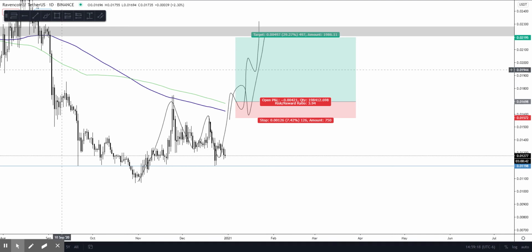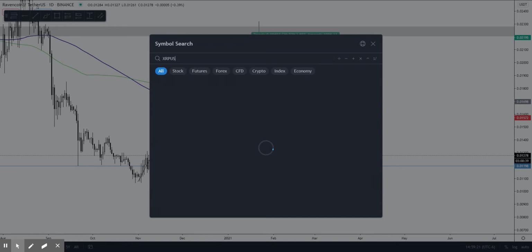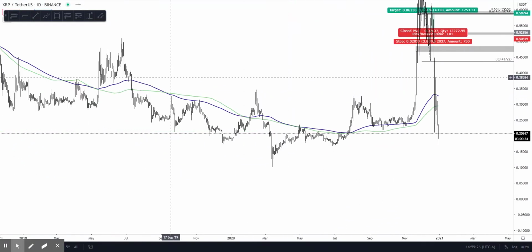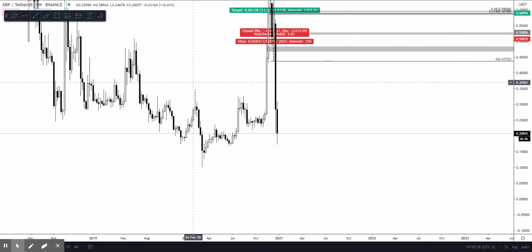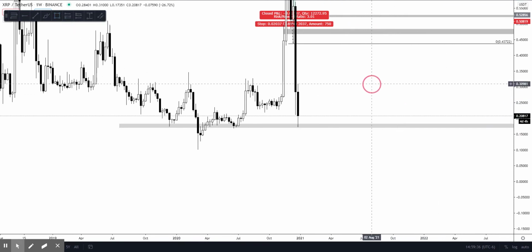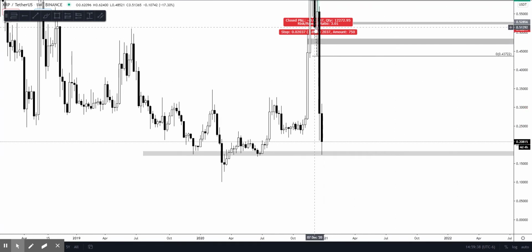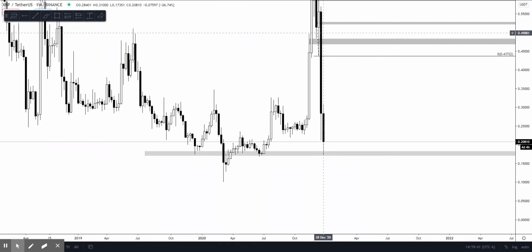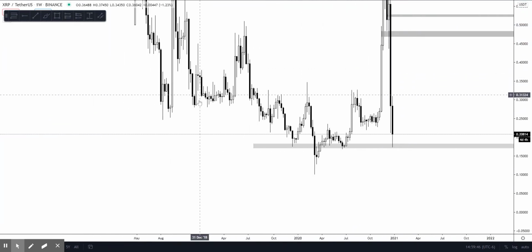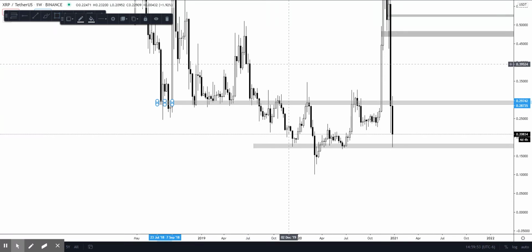On XRP USDT, do I see signs of a reversal? All right, let's take a look at it. All right, so XRP. So we did test weekly demand on that crazy down move, crazy sell-off that we had. Delete this fib. It's no longer helpful. Then we have weekly supply in this region.